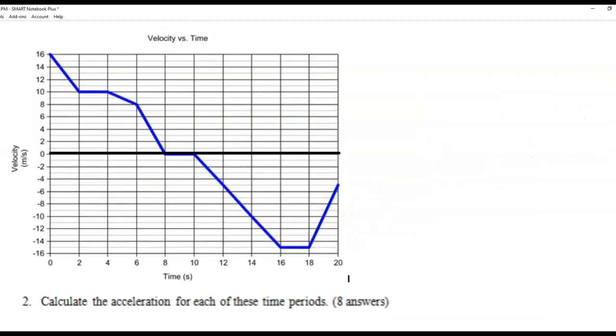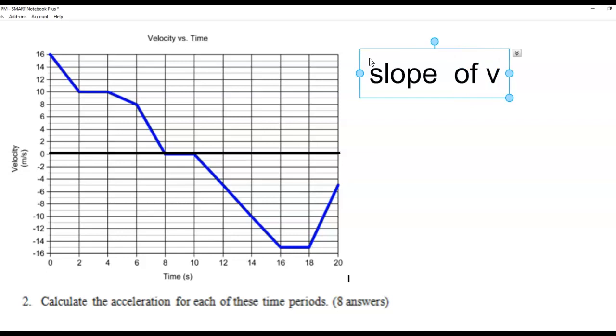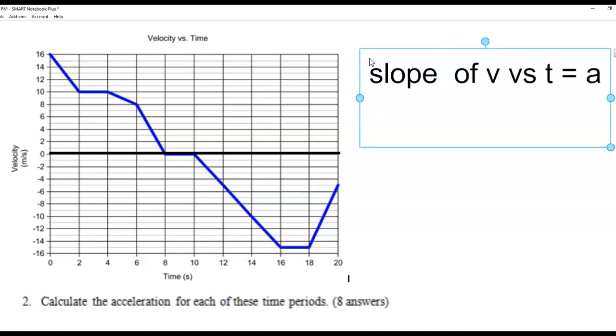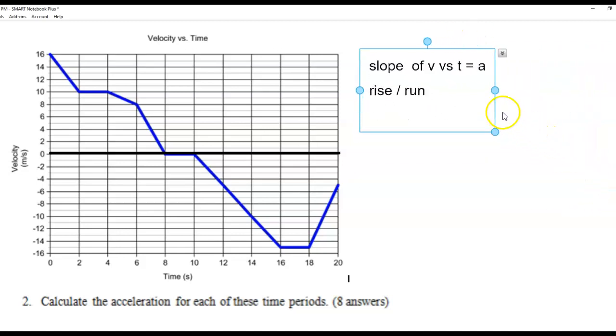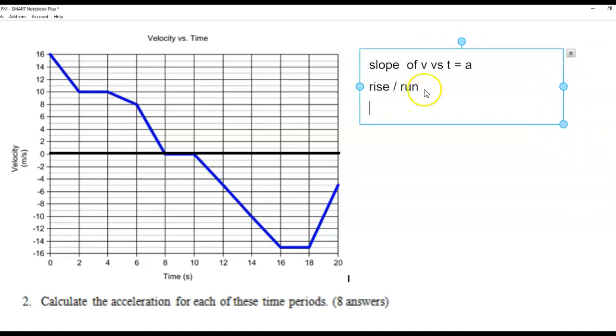All right. So the next part is to solve for the acceleration of each time period. So again, the acceleration is the slope of this graph on a velocity versus time graph. That's what the slope of the v versus t graph is equal to, the acceleration. So it's just the rise divided by the run. So the rise, in these, you're just going to measure how much it goes up or down, and then you're going to measure how much it goes over.